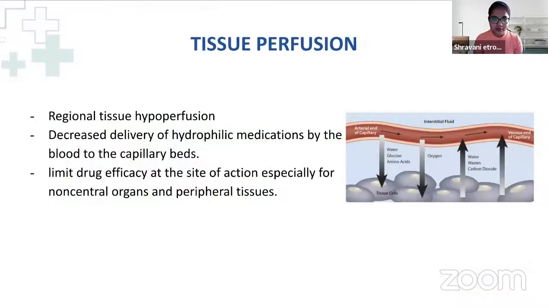And tissue perfusion. We have learned in the previous section, in the case of absorption, that blood perfusion is decreased, because in critically ill patients the blood will shunt to the vital organs. So the regional tissue hypoperfusion will lead to decreased delivery of hydrophilic drugs by the blood to the capillary beds, which will limit the drug efficacy at the site of action, especially for non-central organs and peripheral tissues. So you have seen here.